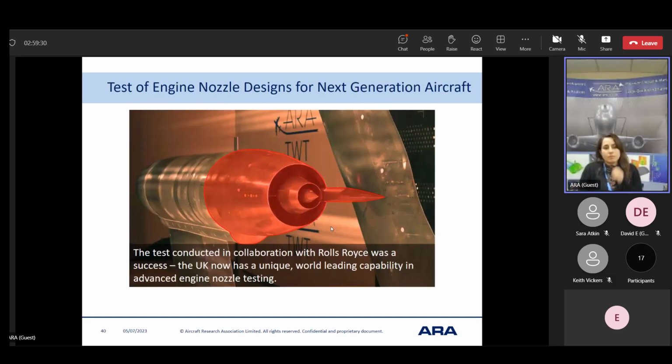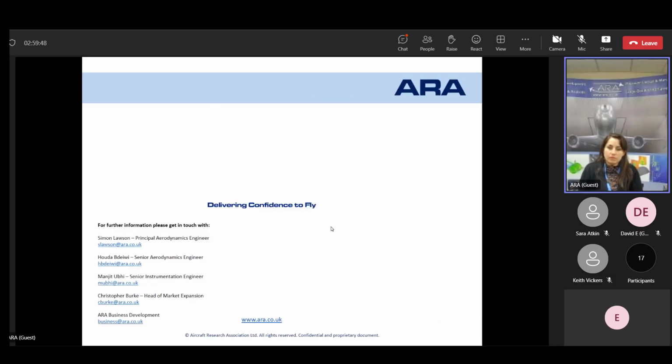So this was conducted in conjunction with Rolls-Royce, and it was a very successful test. We've got some very good data that is going to help to provide better nozzle shapes during future aircraft designs. And that concludes the ARA presentation.